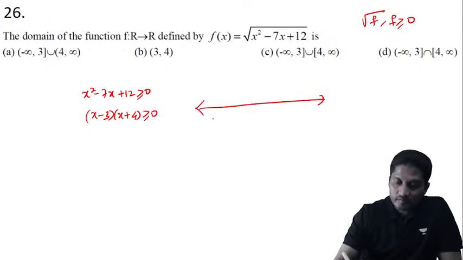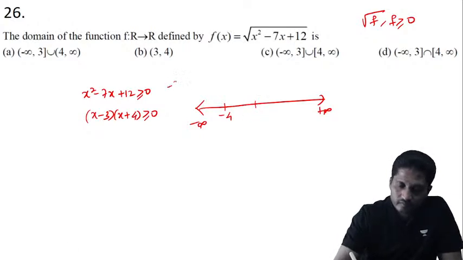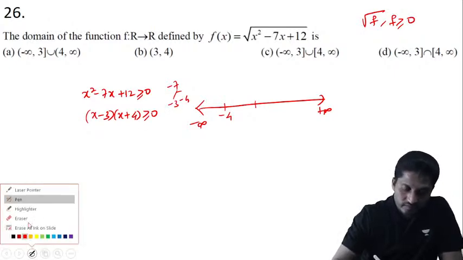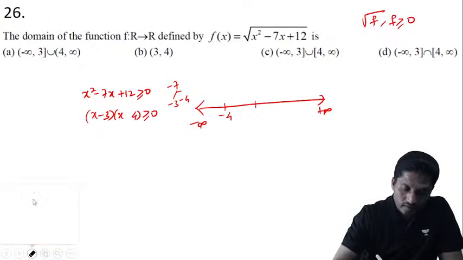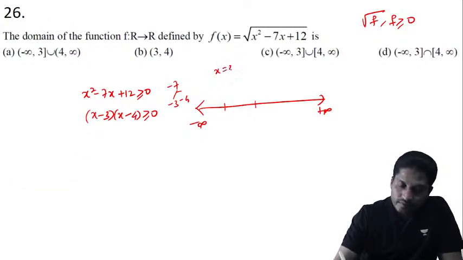So minus infinity to plus infinity. Fix the roots in increasing order. If I equate this to 0, roots are 3 and 4, right? X is 3, x is 4. So first you get 3, then you get 4.